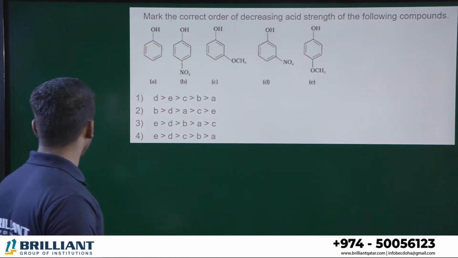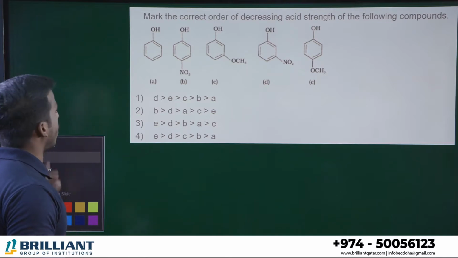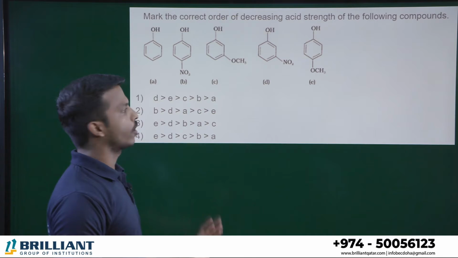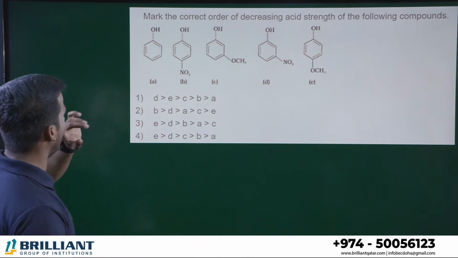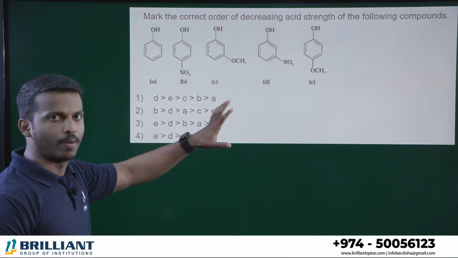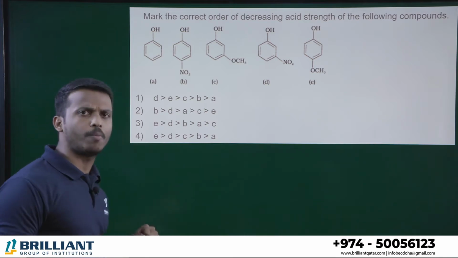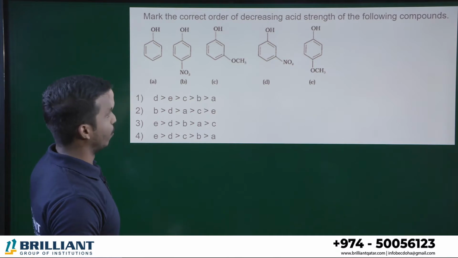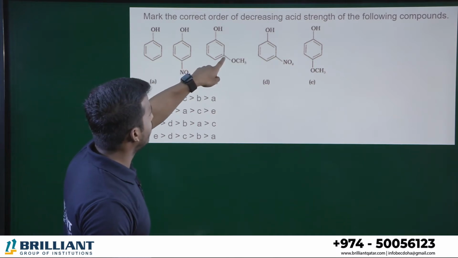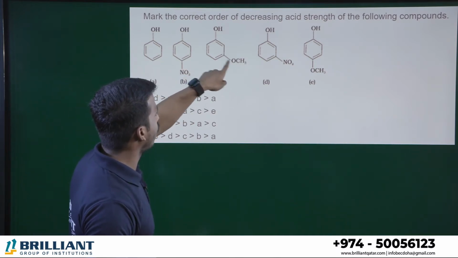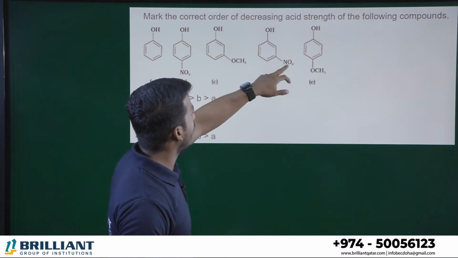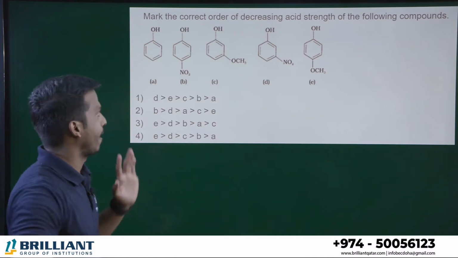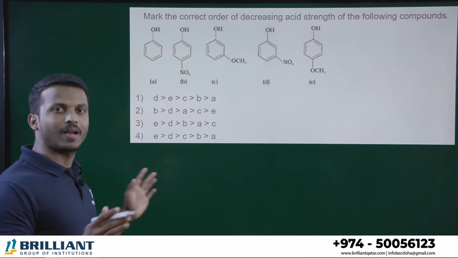Here we have the next question. Again acidity but different compounds. Mark the correct order of decreasing acidic strength. Let me just name the compounds one by one. What is the first compound? Phenol. What is the second compound? Para-nitrophenol. Third compound? Methoxyphenol. Meta-nitrophenol. Para-methoxyphenol. Alright? All of them contain phenol.